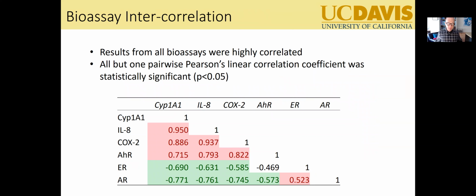Now, these bioassays were highly intercorrelated with each other, and this totally makes sense because the COX-2 and the IL-8 and the CYP1A1 are all mediated through the aryl hydrocarbon receptor. And even though these assays were done in different labs, the red shaded areas show us the strong, statistically significant positive correlation between the AhR-mediated assays in the two different labs. And then we see that there's a negative connection between many of the assays that are in red above and the estrogen receptor and androgen receptor assays. And this is because we see this antagonism effect.